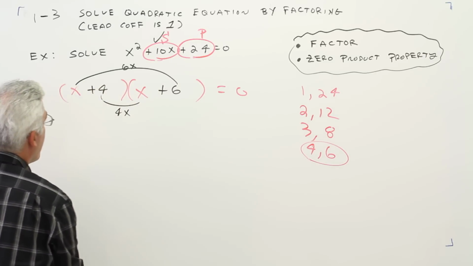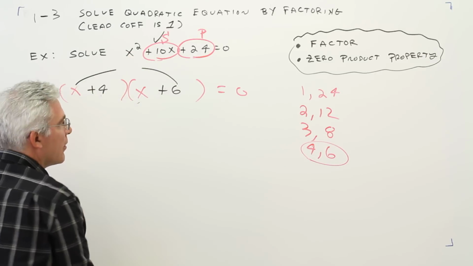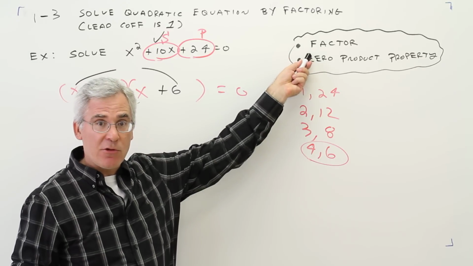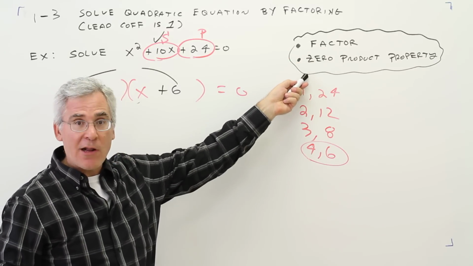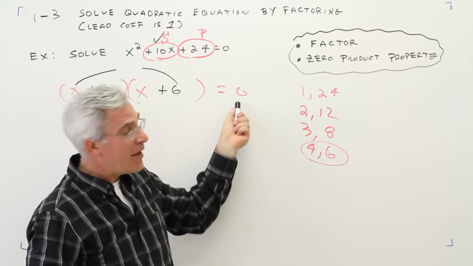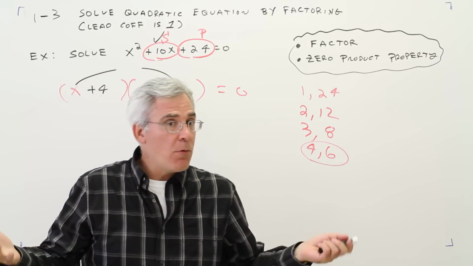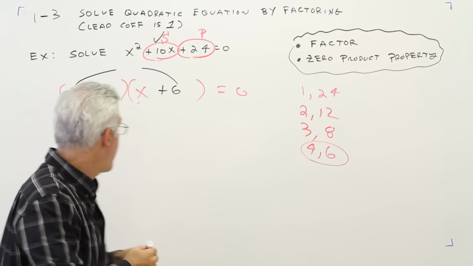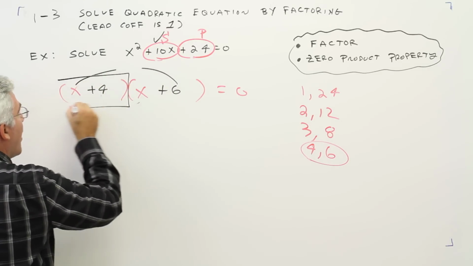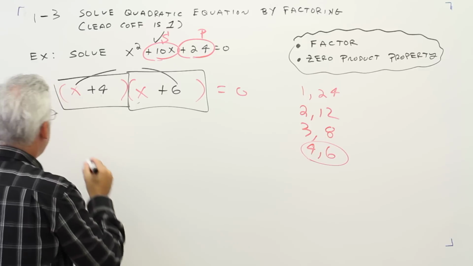All right, so I'm not done. All I did was factor. Now what I've got to do is solve. The zero product property: if ever I've got something multiplied by something and it's 0, either one of the factors must be 0 or they can both be 0. So what I do is I just chunk up each factor and set that equal to 0.